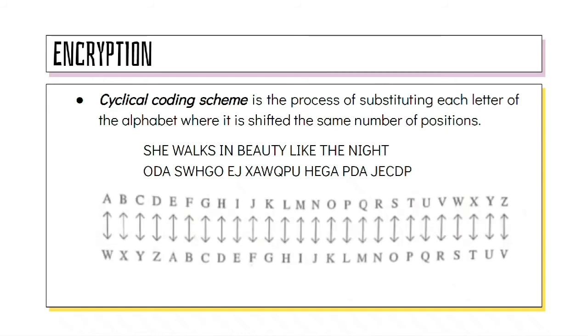Okay? So we have this table. We have these letters substituted with their corresponding letters. So A will be substituted when we code it. Take note, class, that the ones at the top are the plain text, and the ones at the bottom are the cipher text. So if this is our plain text, "she walks in beauty like the night," then we look for the corresponding ciphertext of each letter.